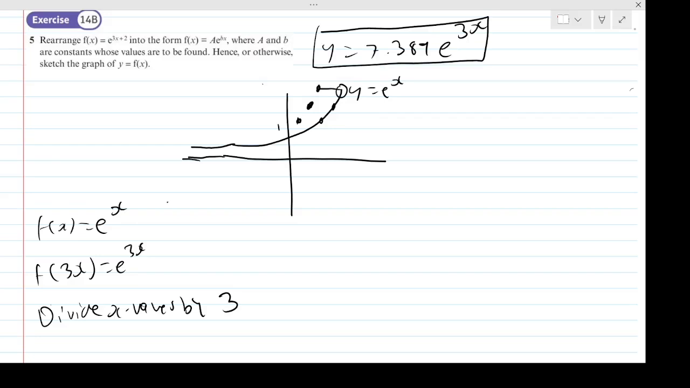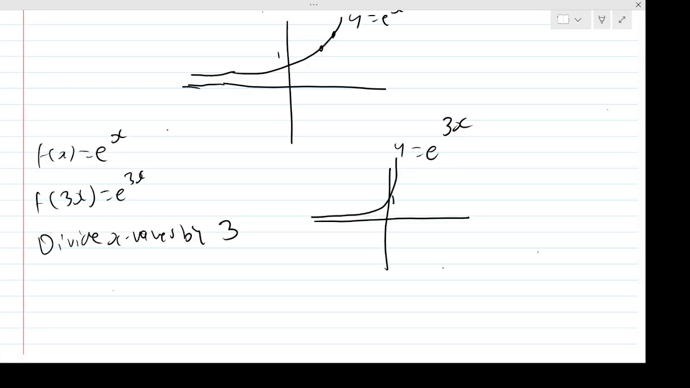So again, the graph is going to be sort of squashed. It's going to be that sort of shape. So if I draw that sort of shape then, y is e to the 3x. It's going to look something like that. Y is e to the 3x. It's essentially squashed together, okay?